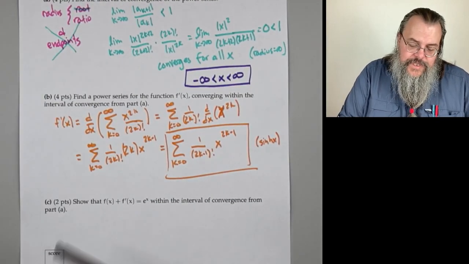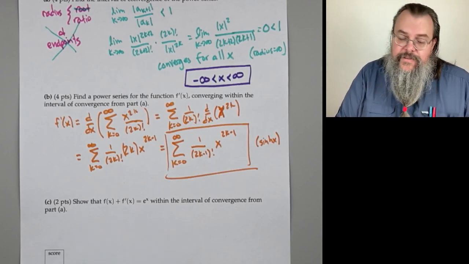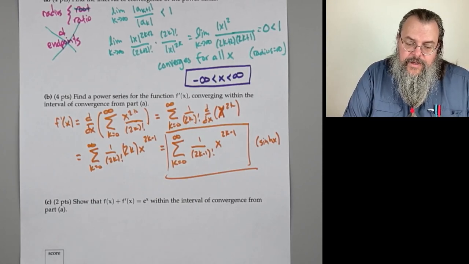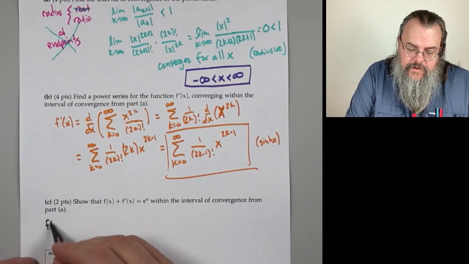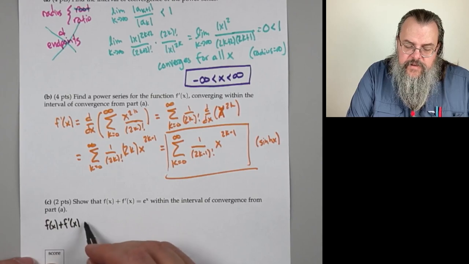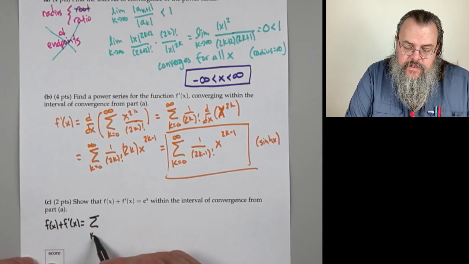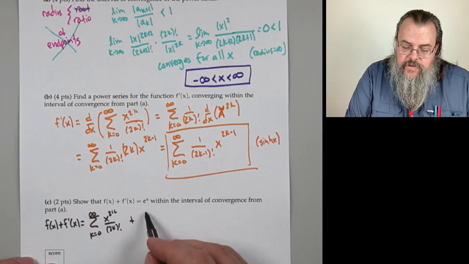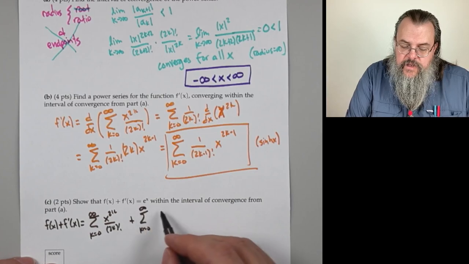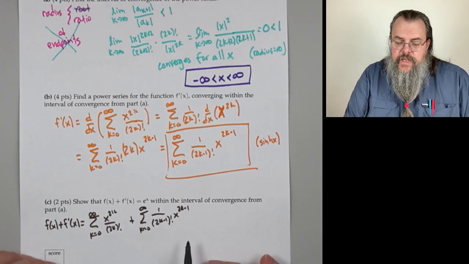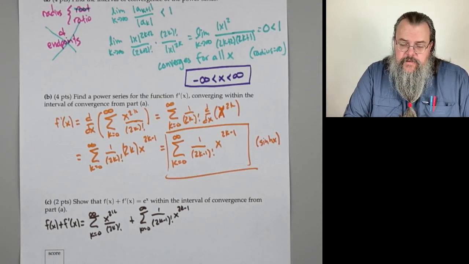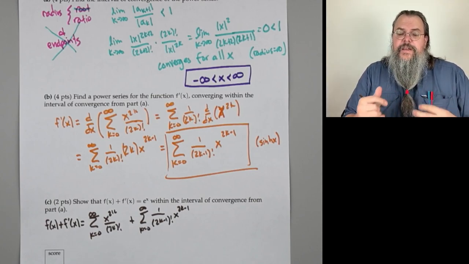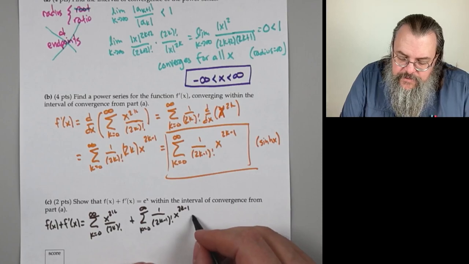Now, the last one, part C. Show that f of x plus f prime of x is e to the x. Well, we have f of x plus f prime of x. Well, that's the sum, k equals 0 to infinity, of x to the 2k over 2k factorial. Then we have the sum, k equals 0 to infinity, 1 over 2k minus 1 factorial, x to the 2k minus 1. Now, we can do this in a couple of different ways, and they didn't give us a lot of space, but let's just write out the first few terms just so we can get a feel.